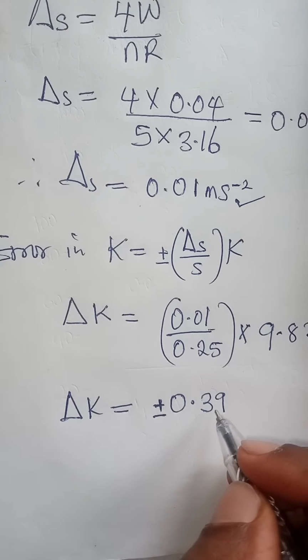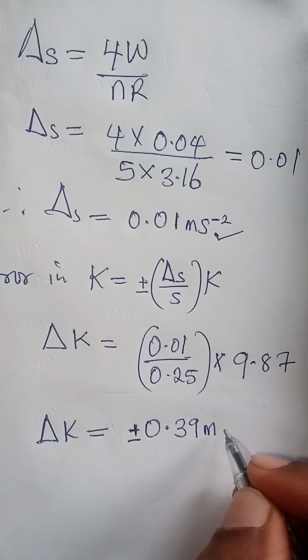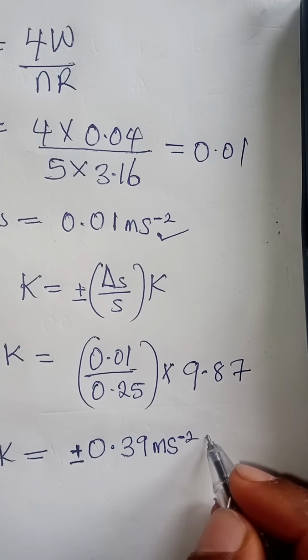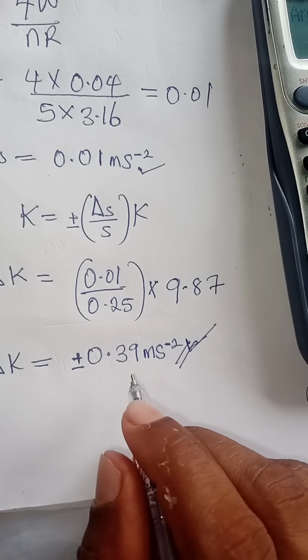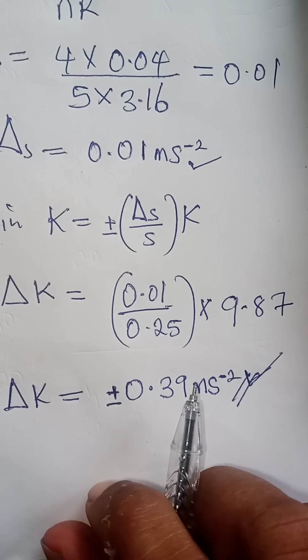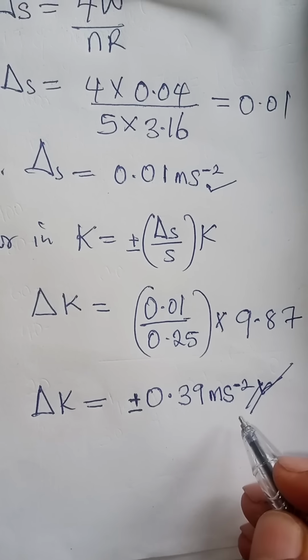And then it will carry the unit of my K. The unit of my K is meter per second squared, sorry. This is the value for the error in K. Okay? This is the value for error in K.